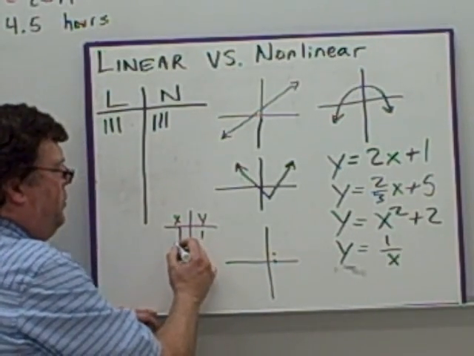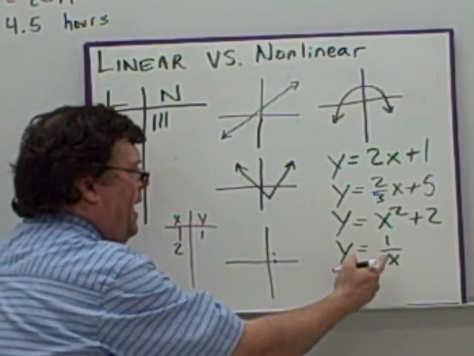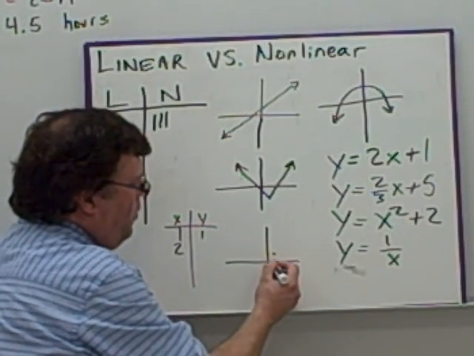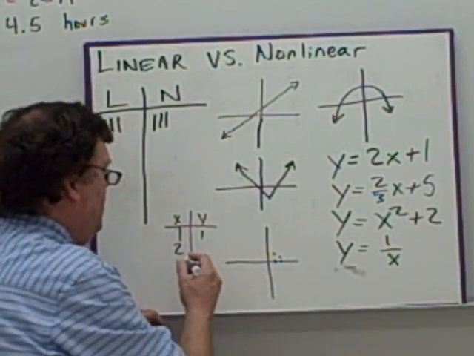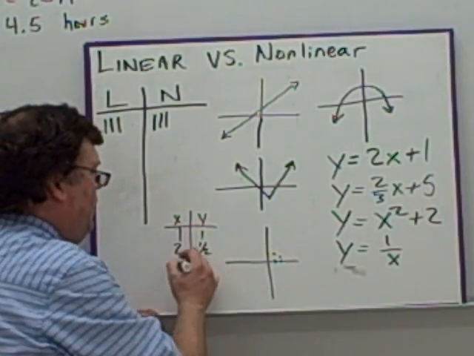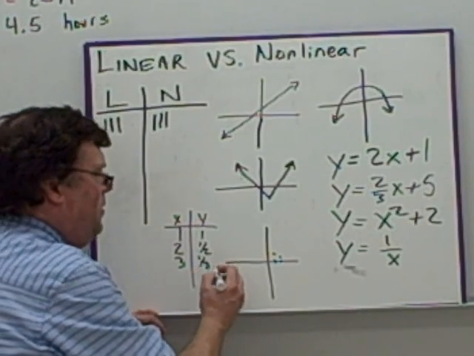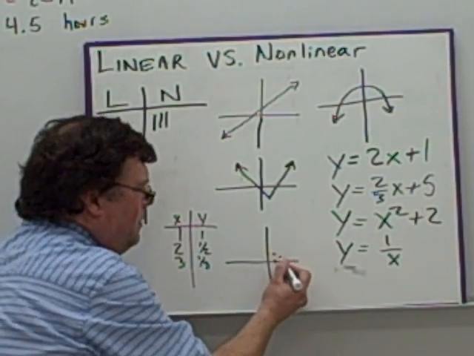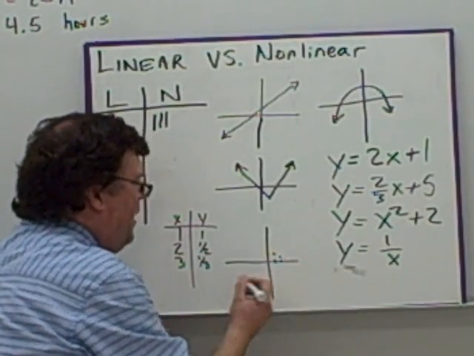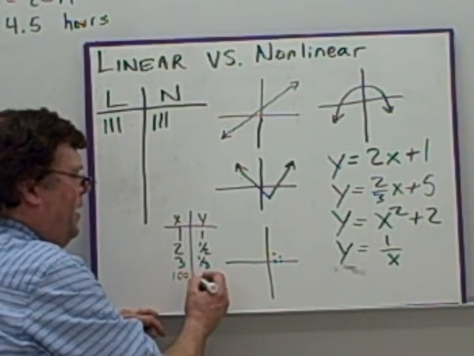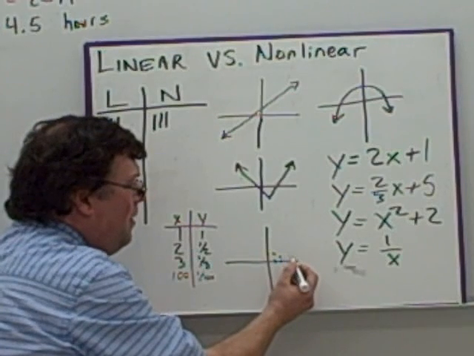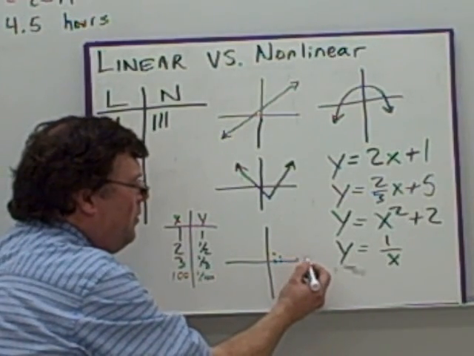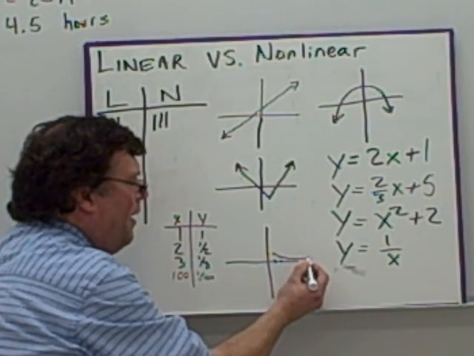When I plug in 2 for x, I get 1/2. So at 2 for x, I'm coming down a little bit right about there. When I plug in 3 for x, I get 1/3. I'm coming down a little bit closer to the line there. What if I plug in 100? I get 1 over 100. Have I hit the 0 line yet? No, at 100, I'm going to keep getting closer and closer and closer to that line there.